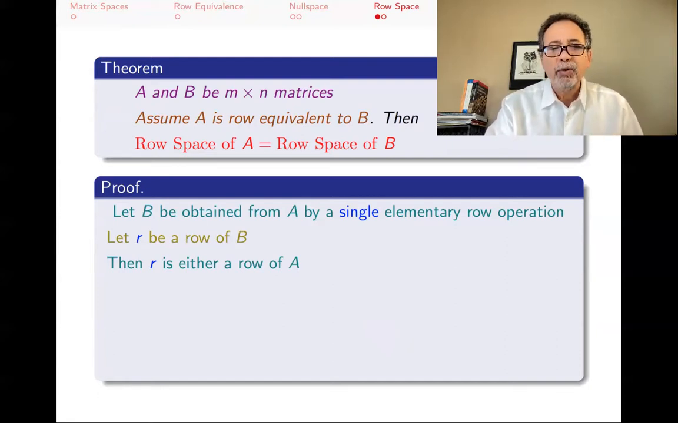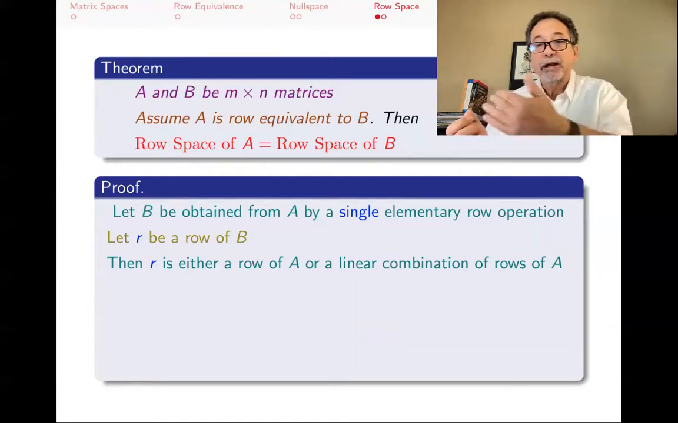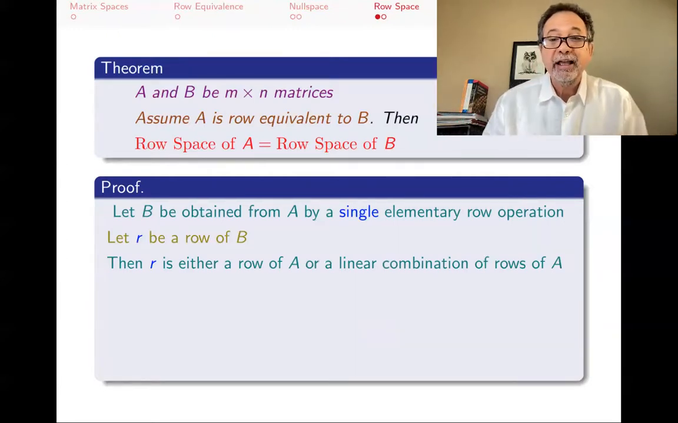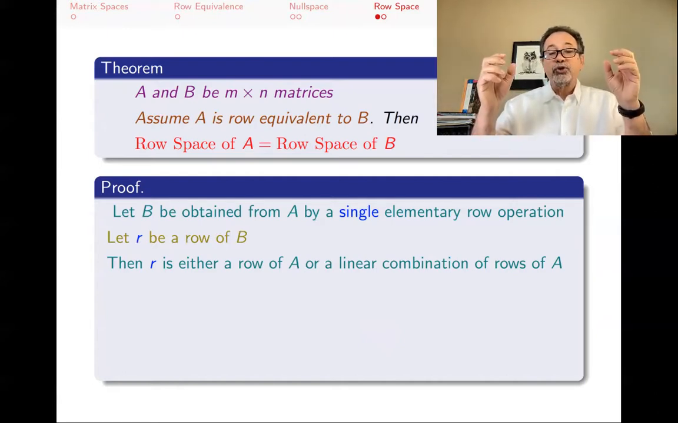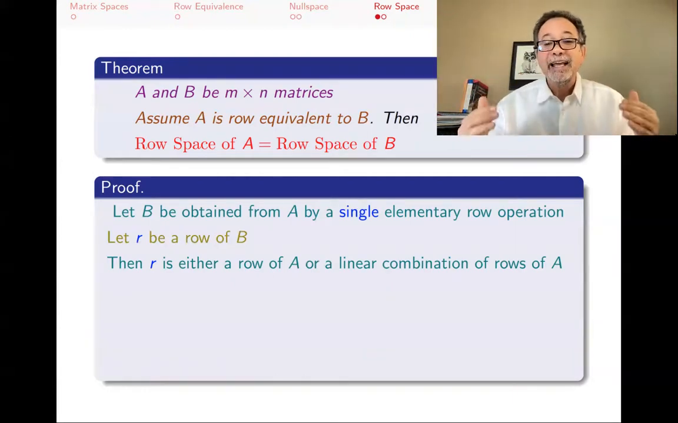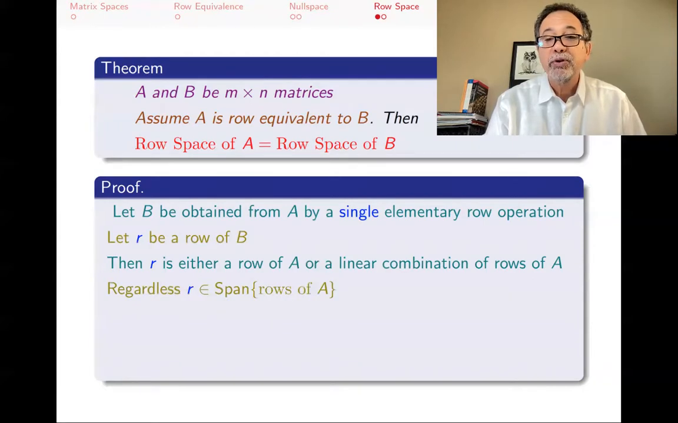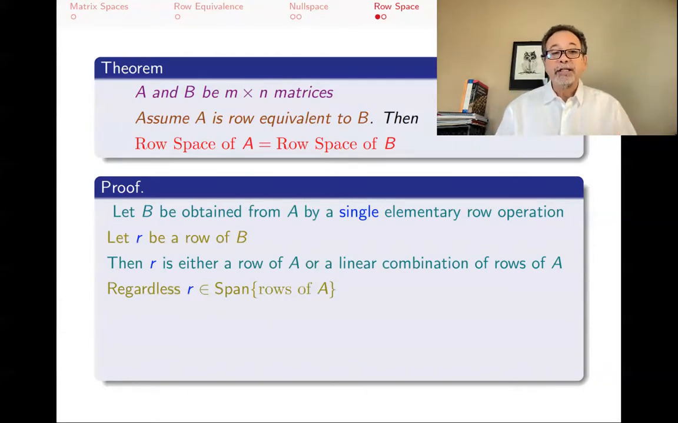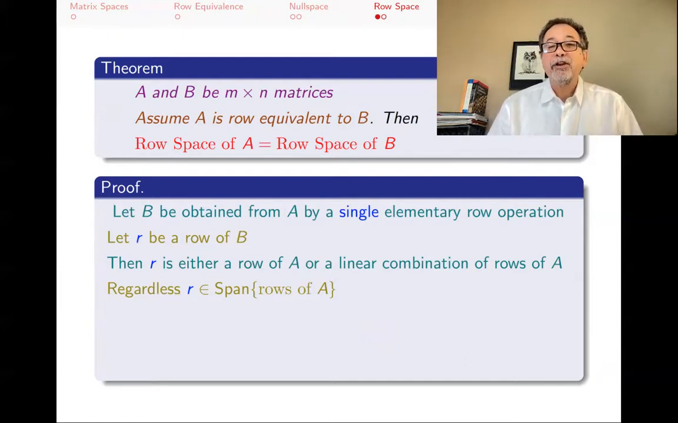If it's not, what would it be? It's a linear combination of rows of A. Why? Because if you multiply a row by a constant, you get a linear combination. Or you take the row that you're going to change, and you add a scalar multiple of another row to it. Again, you're finding a linear combination of rows of A. But linear combinations of rows of A are the row space. So whatever this row of B is, it's in the span of the rows of A.